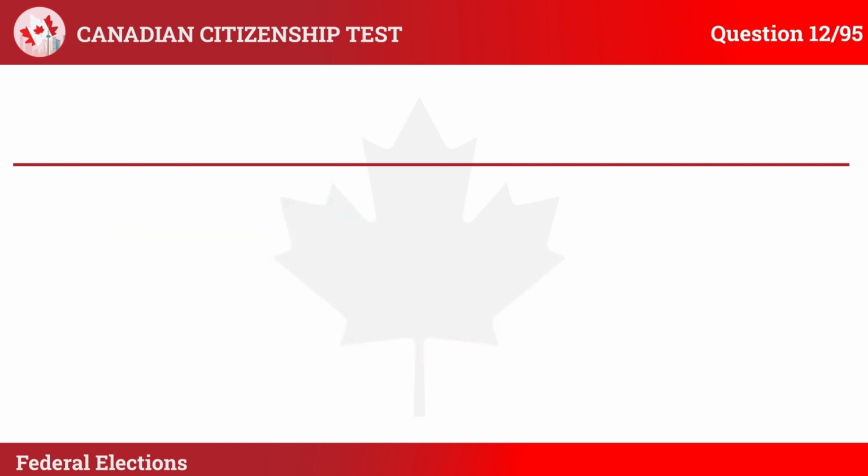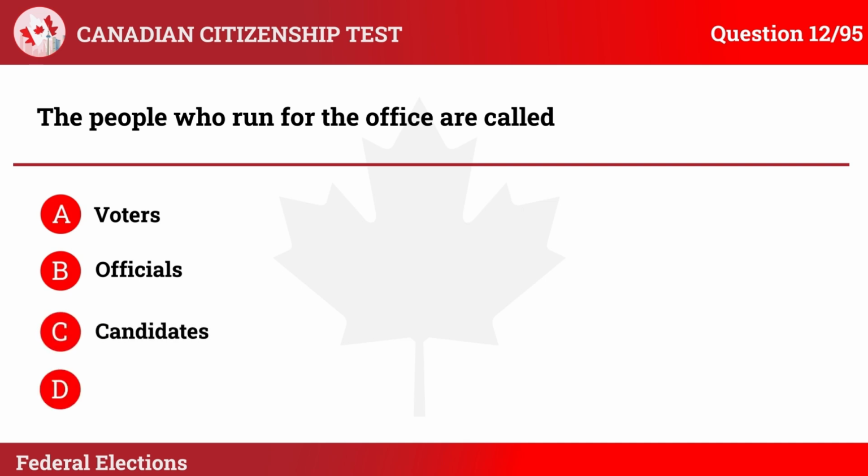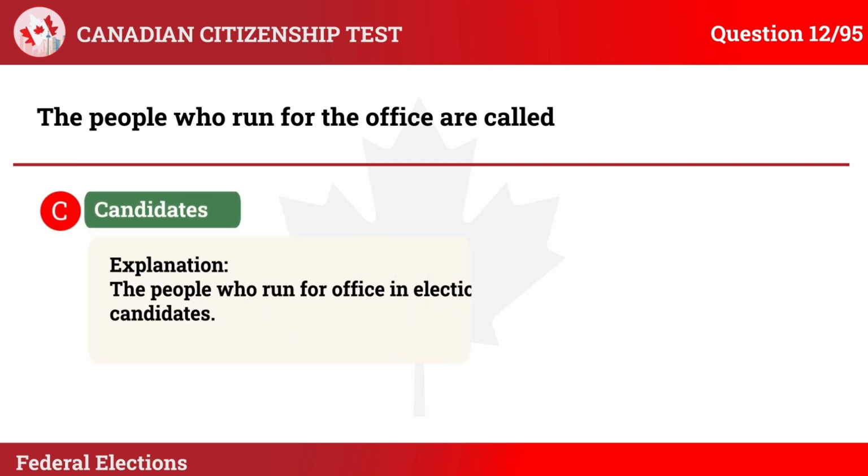Question 12. The people who run for the office are called A. Voters, B. Officials, C. Candidates, D. Electors. The correct answer is C. Candidates. Explanation: The people who run for office in elections are called candidates.